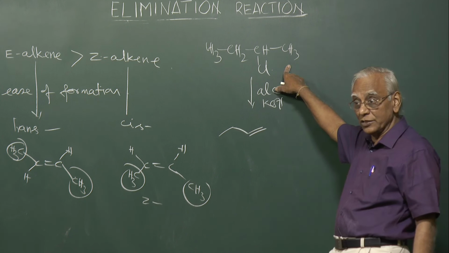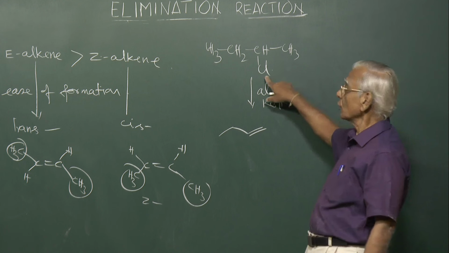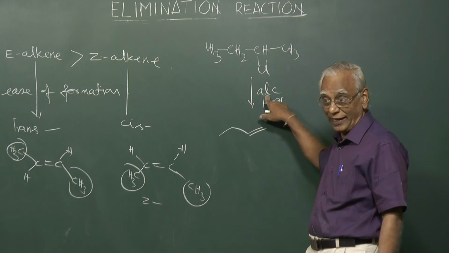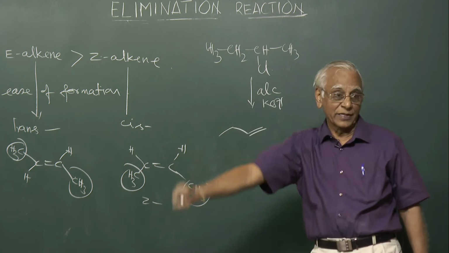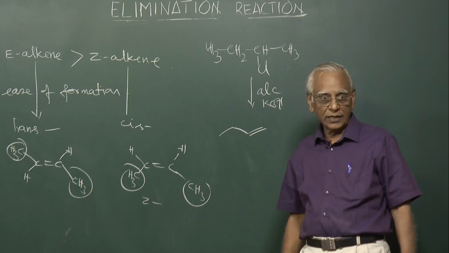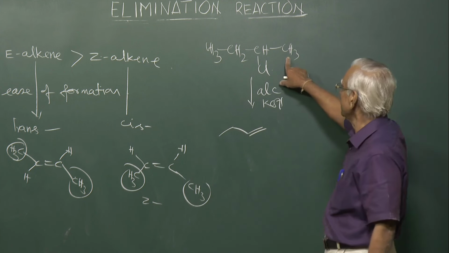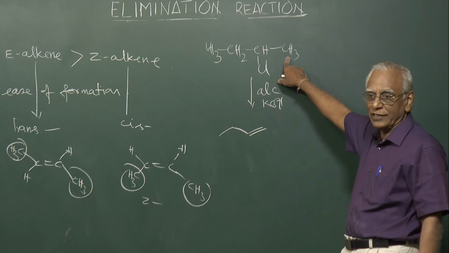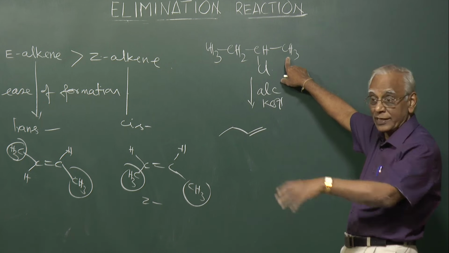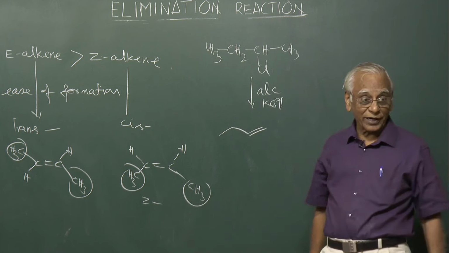They can tell you 2-chlorobutane conversion to but-1-ene on treatment with alcoholic KOH. The first statement is a correct statement, but that's not one of the products. They can say it's a product here because the statistical number of beta hydrogen atoms is more. That's a correct statement, but the previous statement is not the major product.